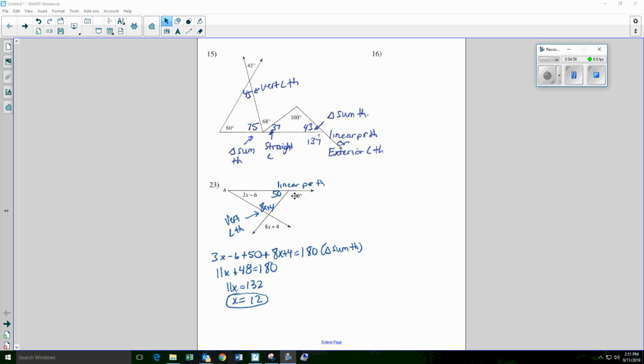Yes, I have a linear pair right here. That's why you see the linear pair theorem. That's my justification. That gives me 50 degrees. 130 plus 50 is 180 for linear pair. Adjacent, supplementary. They form a line.